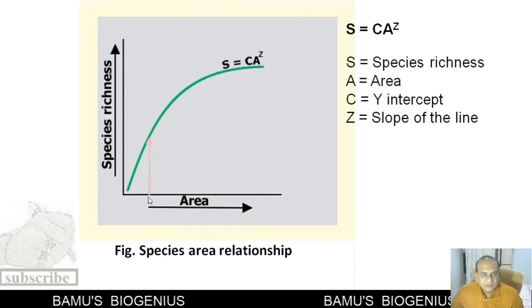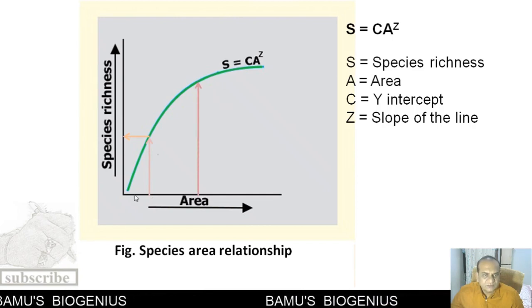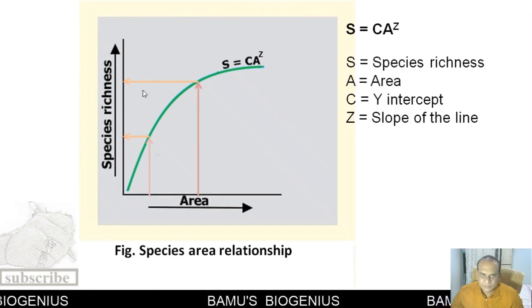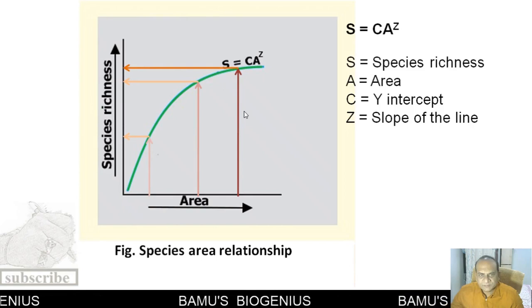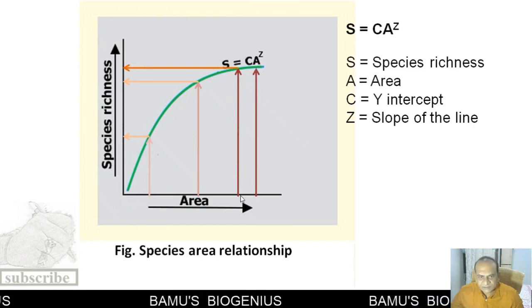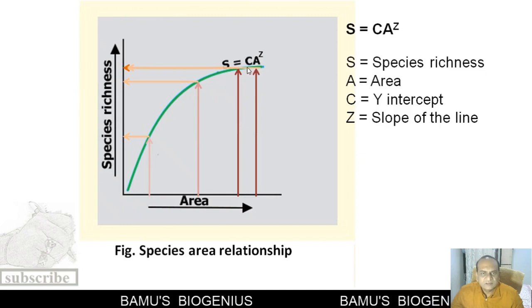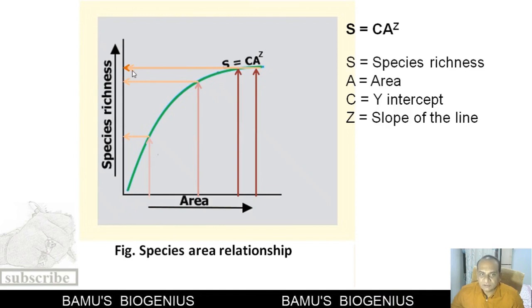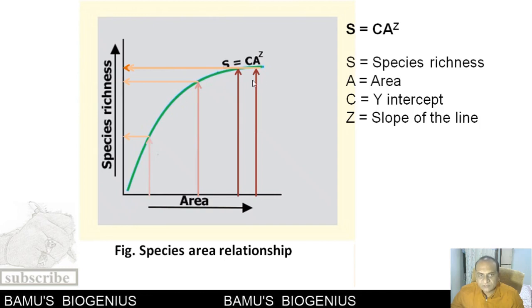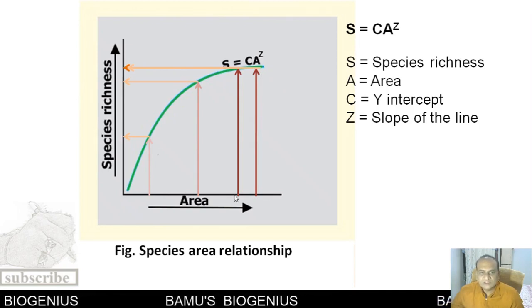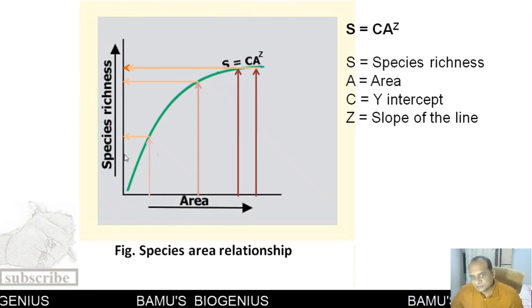So you can see here, initially as the area increased, species richness also increased. But after some time, even if we increase the area, the corresponding increase in species richness is not observed. So in this particular type of curve, it becomes difficult to show the relationship between area and species richness.